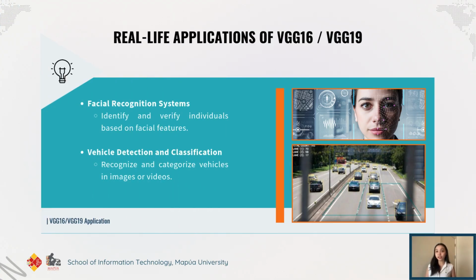VGG16 and 19 architectures have powerful feature extraction capabilities used in various real-time applications in computer vision. They are effective in facial recognition systems, extracting intricate facial features for security access, photo tagging, and biometric authentication. VGG architectures are also crucial in vehicle detection and classification, analyzing images or video streams to distinguish different types of vehicles. Their ability to learn robust visual features makes them invaluable tools across various industries, pushing the boundaries of computer vision.